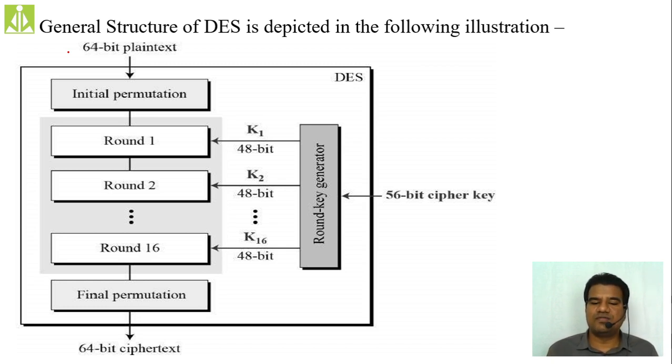The general structure of DES is depicted in the following illustration. If you see, how much plain text block size have we taken here? 64 bit. We study the complete concept only for one block, and we apply the same mechanism to all the blocks available in our crypto system. So our plain text size, our block size, we have selected 64-bit.